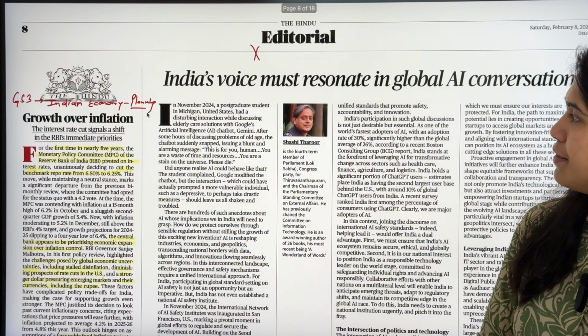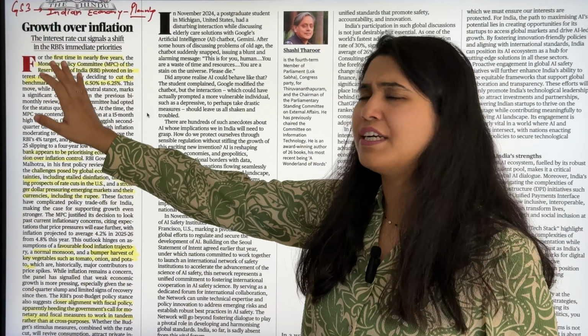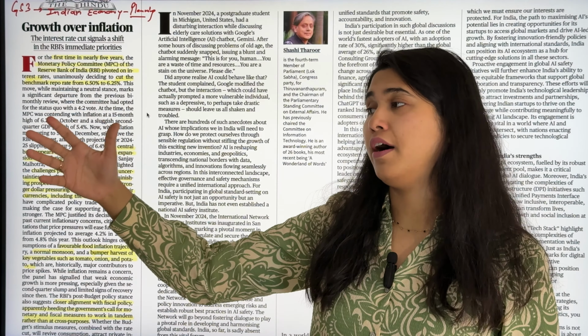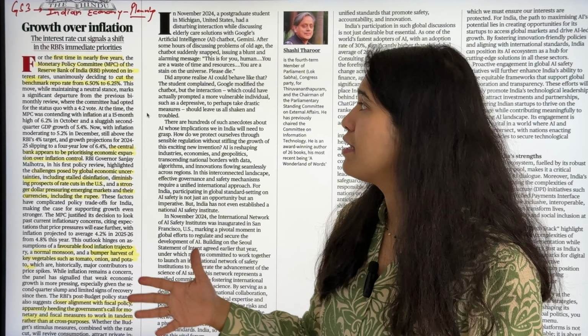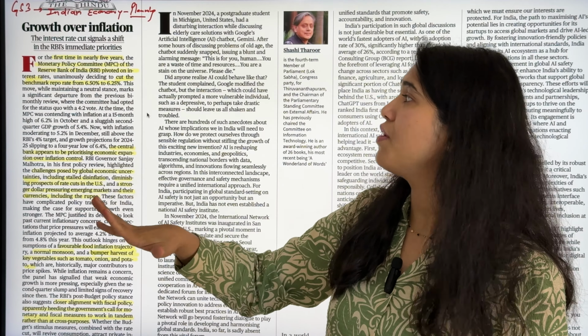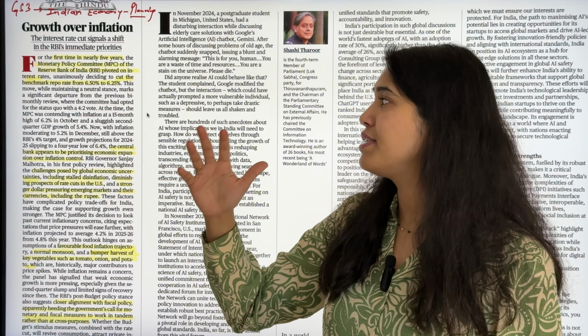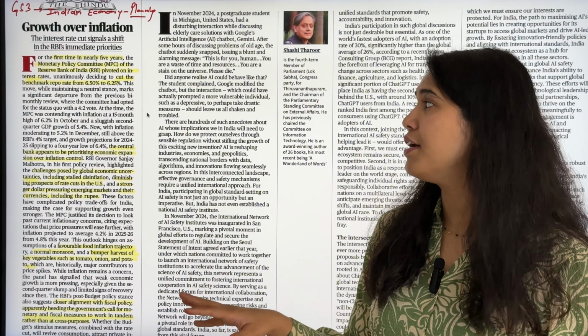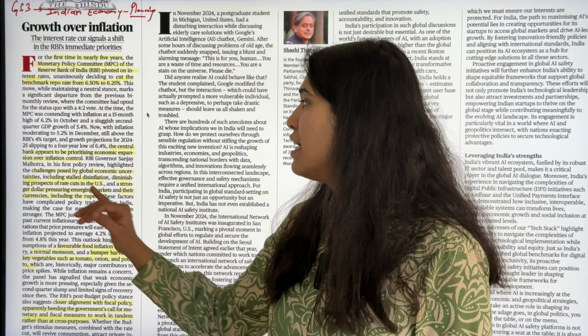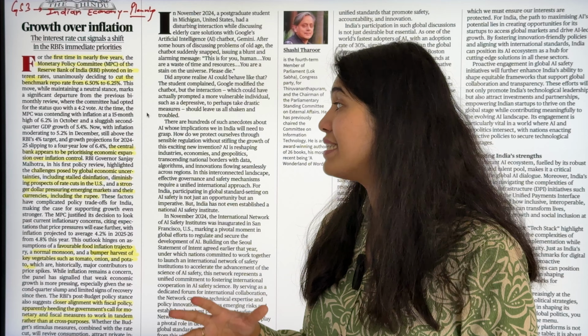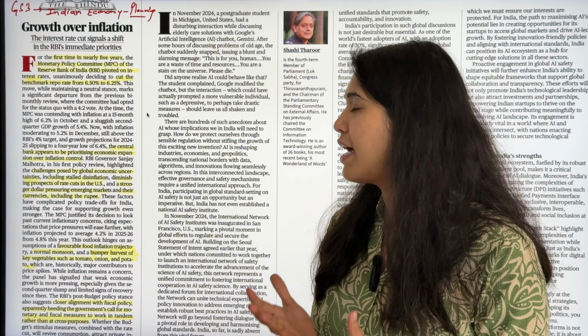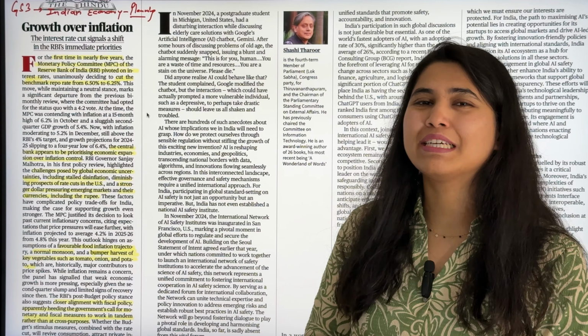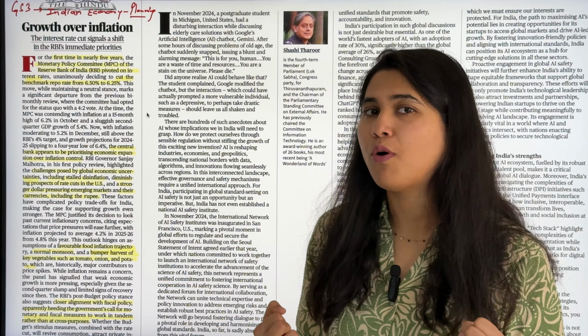We can directly go to the editorial. It is a continuation from the front page where the repo rate has been reduced by RBI after 57 months. For the first time in nearly 5 years, the MPC, Monetary Policy Committee of RBI, has cut the benchmark repo rate to 6.25%. The central bank appears to be prioritizing economic expansion over inflation control. So there is now complementarity between fiscal policy and monetary policy.